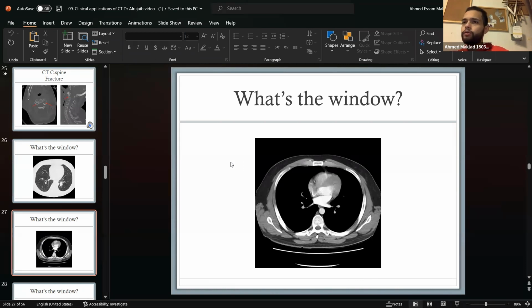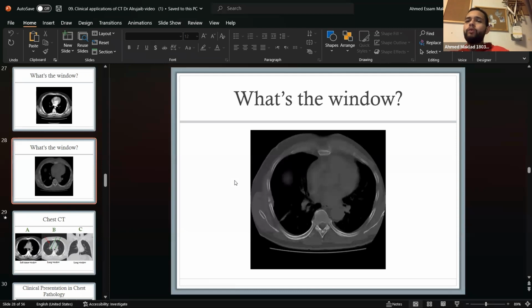Mediastinal window, yes. Soft tissue window, perfect. Yeah. What lung is this? What window is this?